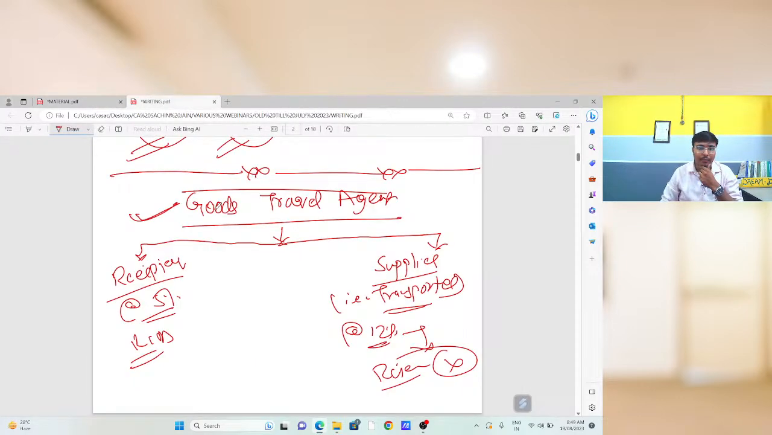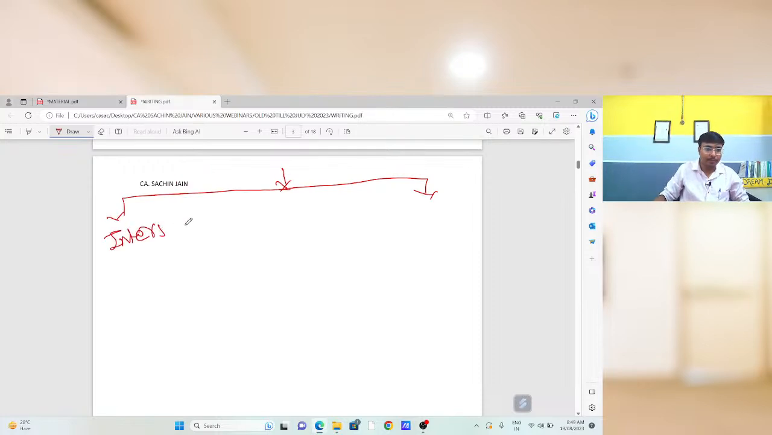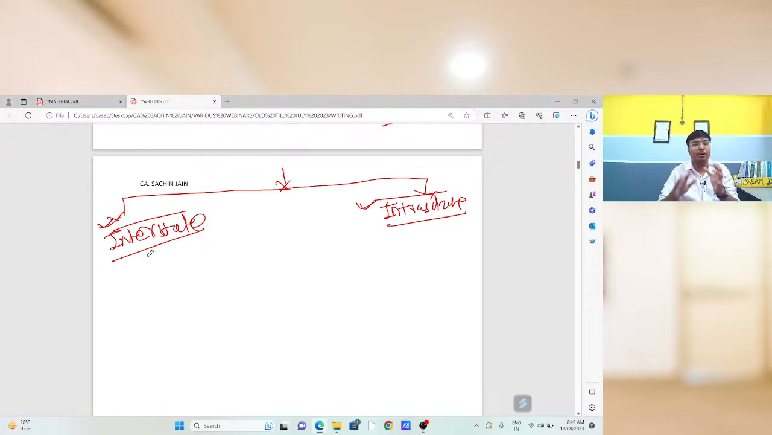So now we are saying that there are two types of supplies. One is interstate and another is intrastate. So we are going to discuss that interstate and intrastate supply.